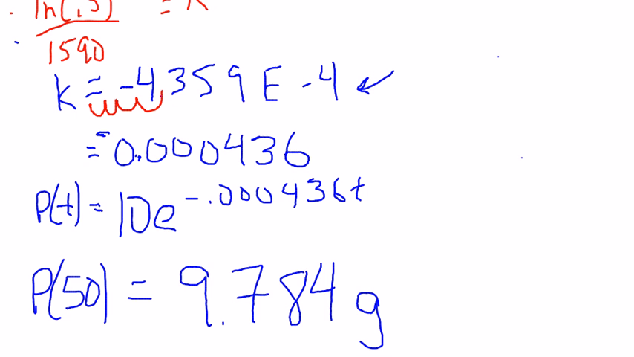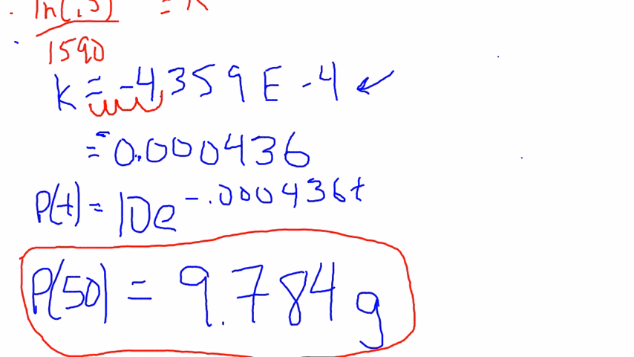So this answer makes sense contextually, and you should be able to tell when your answers make sense contextually. If you got a number bigger than 10, that wouldn't make any sense at all. If you got a number less than 0, that wouldn't make any sense at all. And actually, if you got anything close to 5 or below, it wouldn't make sense at all because that 1590 is nowhere near 50 years.